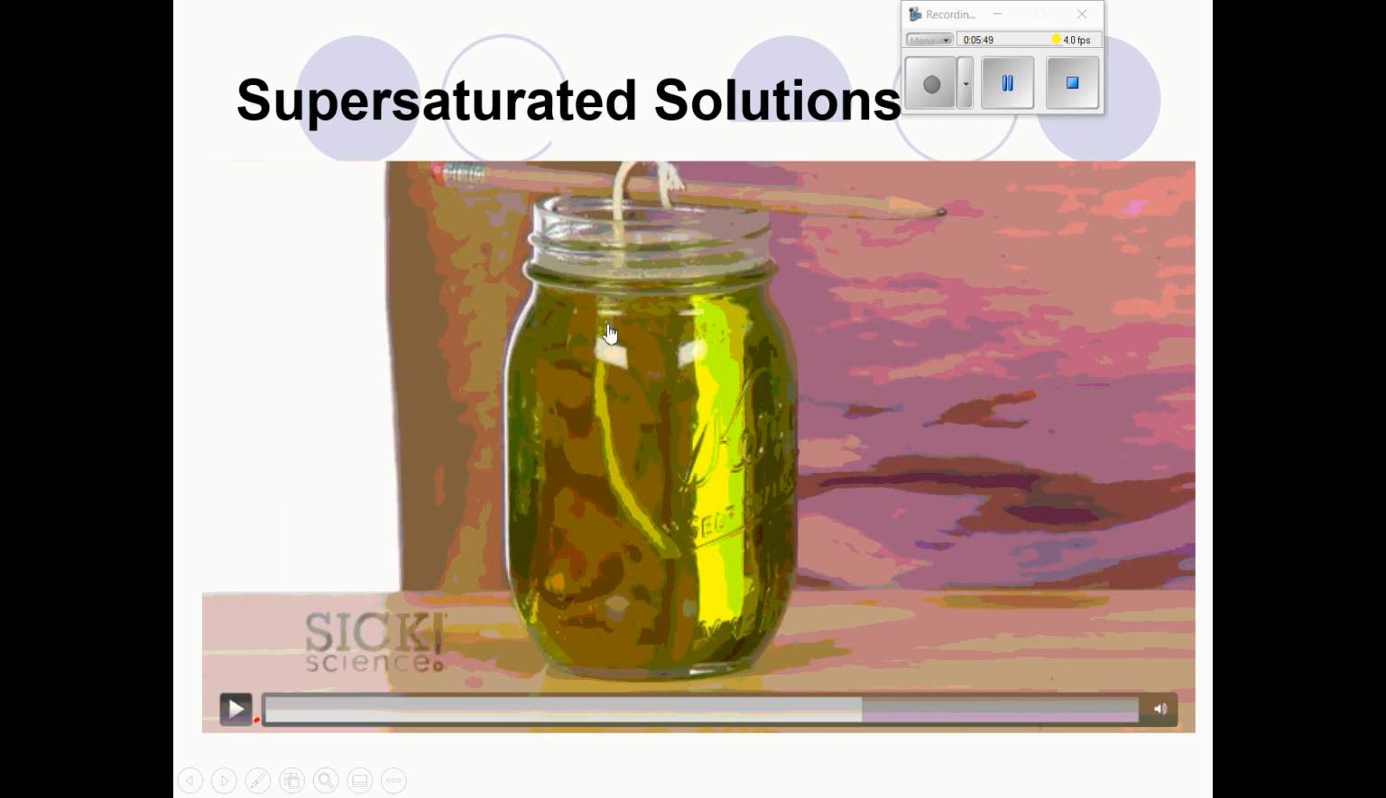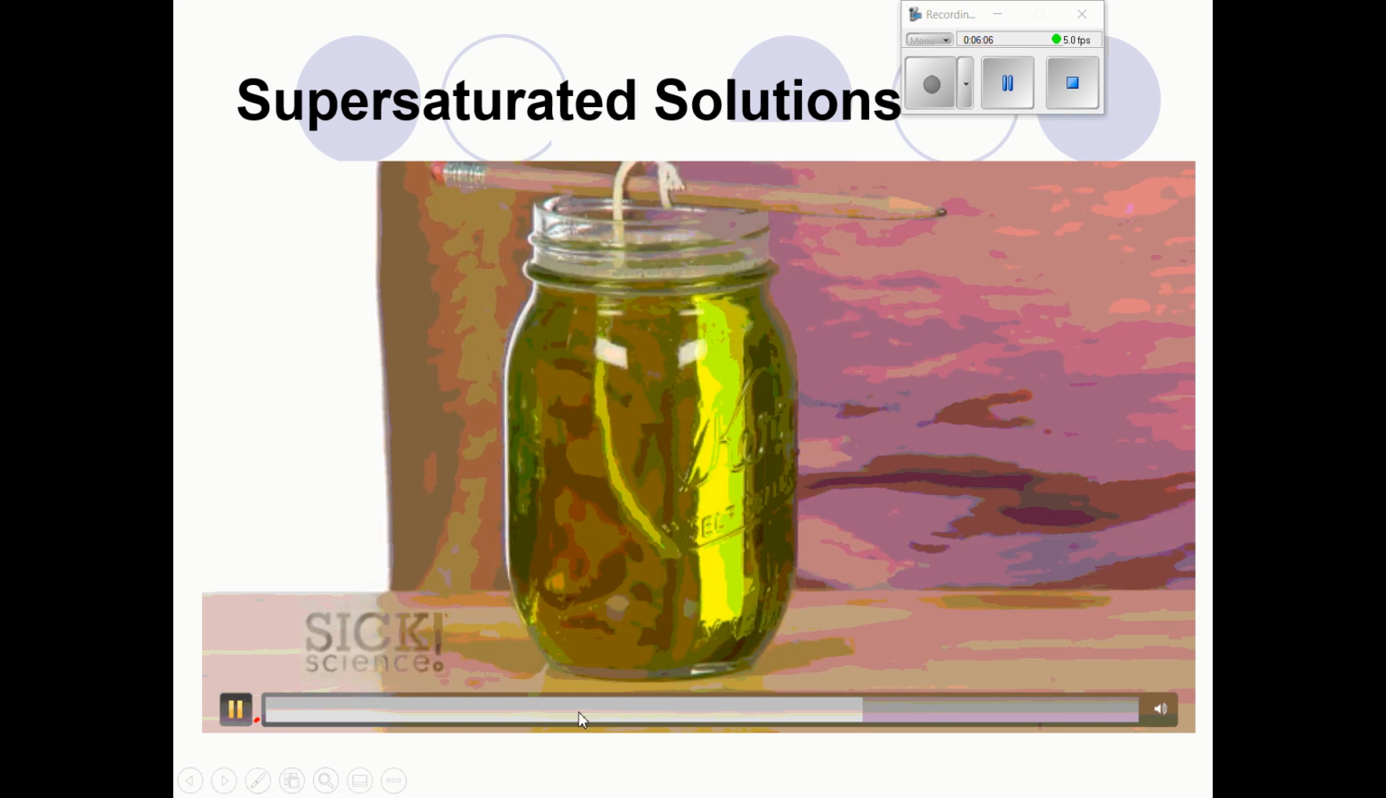So this supersaturated solution, remember, it's only temporary. You have a lot of extra solid in here that normally can't be in there. So eventually it's going to settle out. We take advantage of that by putting a piece of string in, and the sugar will start to precipitate, not at the bottom, but on the string instead. Let's see what happens.